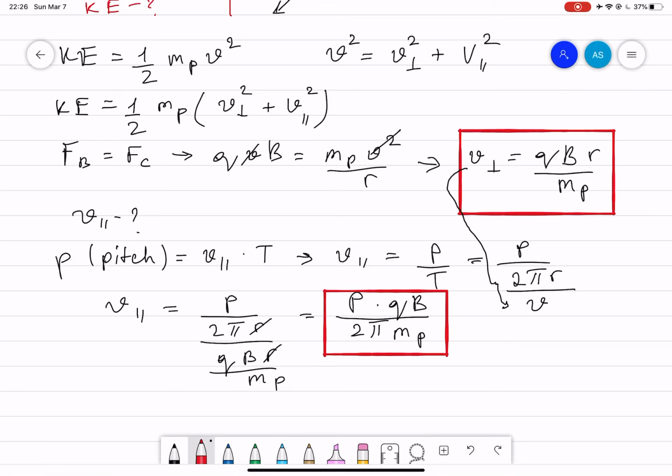So I think that's it. Then what you have to do is calculate what is the v perpendicular, what is the v parallel, and plug everything into this formula. Then you will get the right answer.